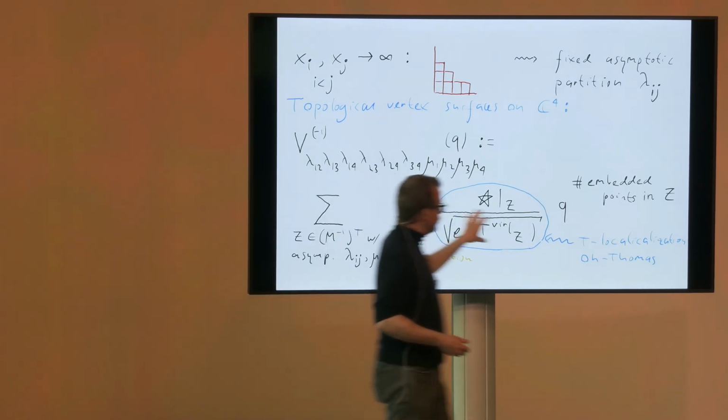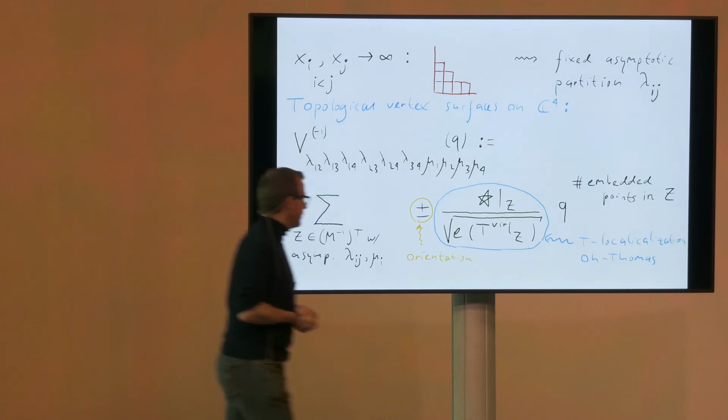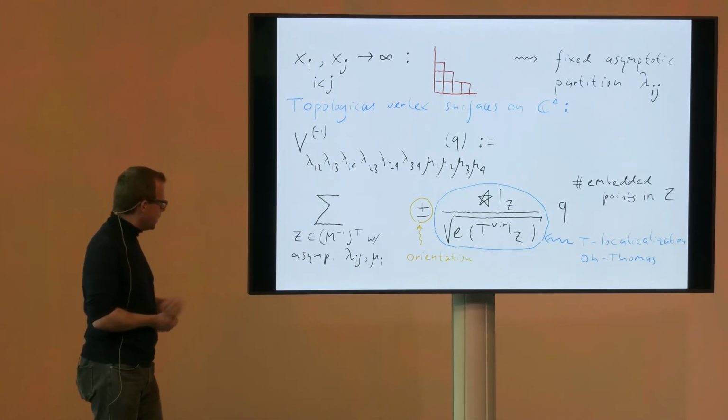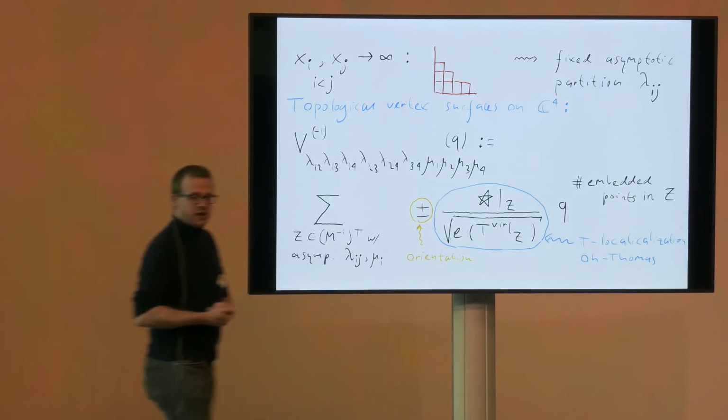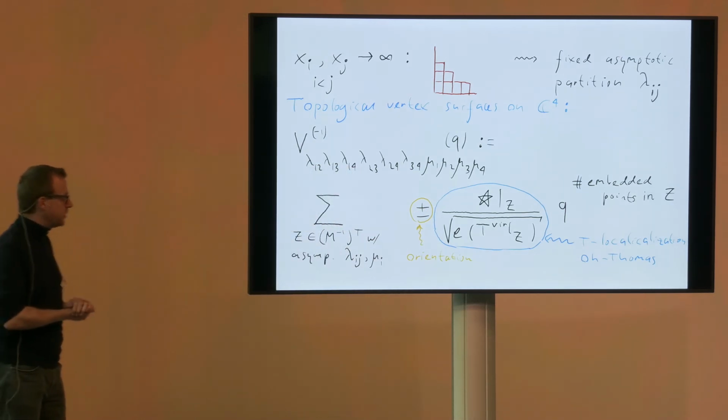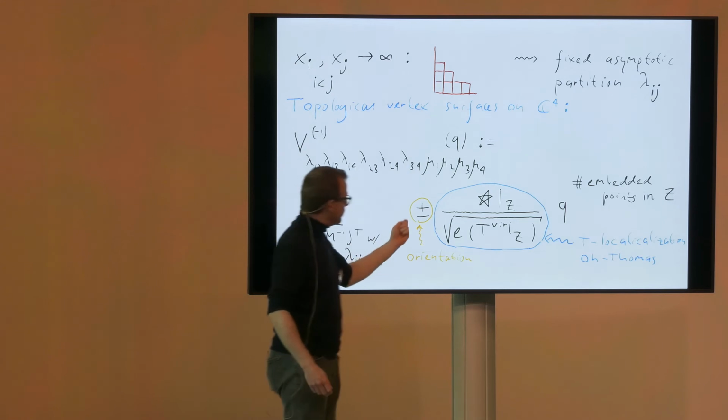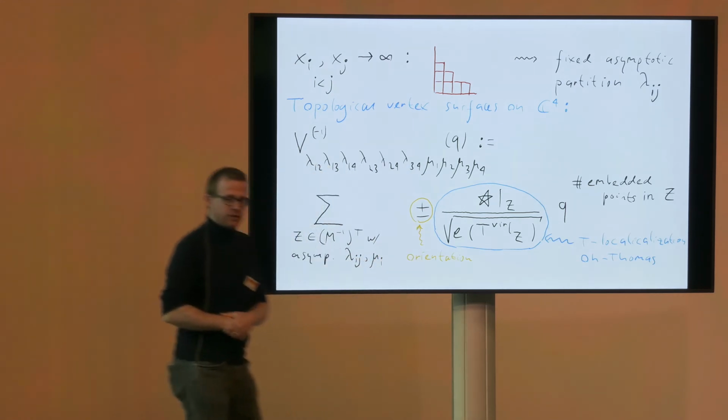So the localization formula in the fourfold setting was derived by Oh and Thomas. But a new feature of the theory is that every fixed point will come with a sign. So this is your choice of orientation. And these signs is really where the new feature of fourfold theory lies.